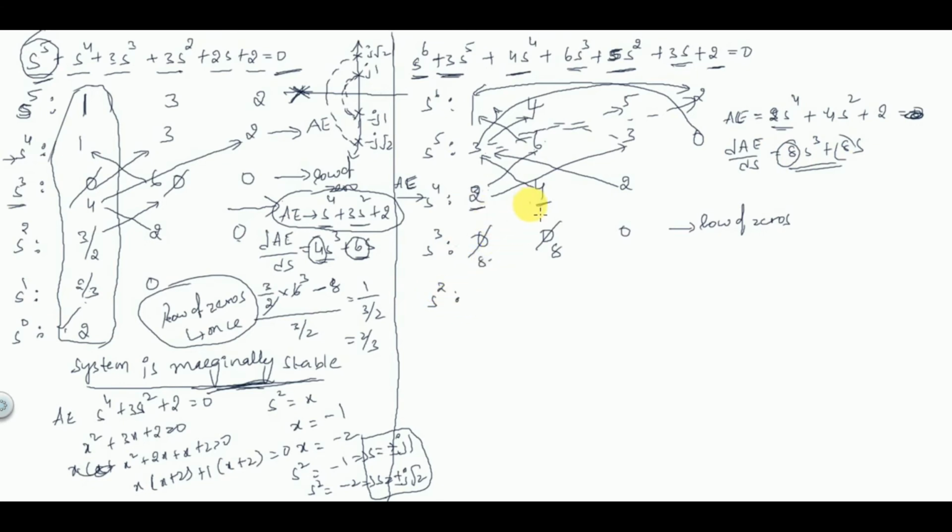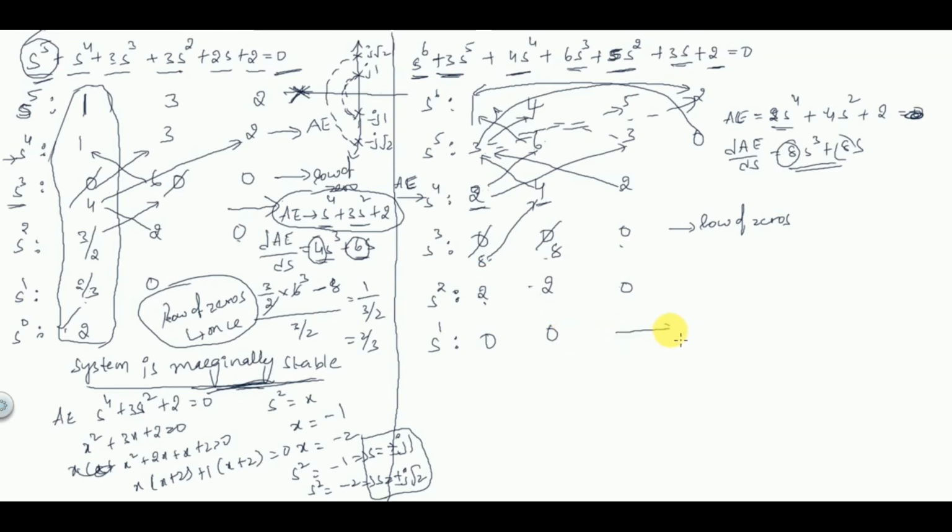So this is 8 fours. 8 fours are 32, 8 twos are 16. 32 minus 16 is 16, divided by 8 is 2. And then 8 into 2 is 16, 0 into 2 is 0, so 16 by 8 is again 2. So s power 1 is 2; 2 times 8 is 16 minus 2 times 8 is 16, this is 0 again. And then s power 0 is 0, 2 into 0 is 0, and this is also 0 into 8, 0.